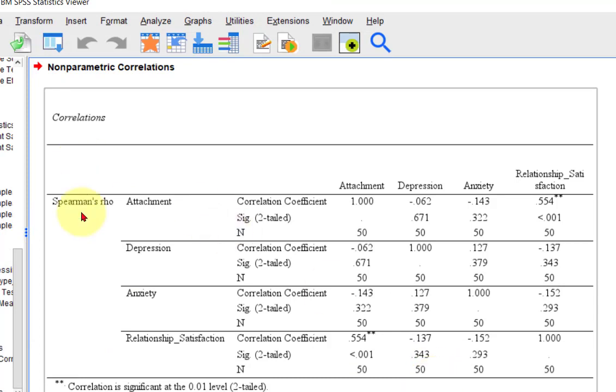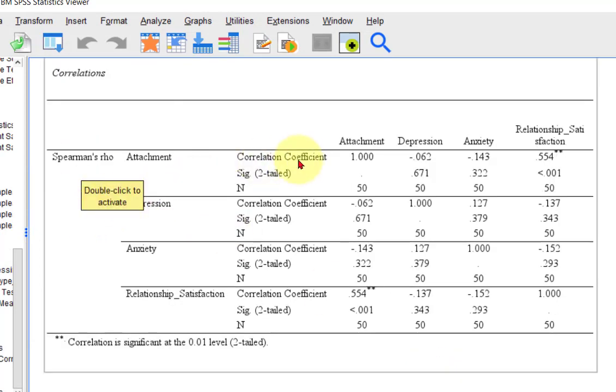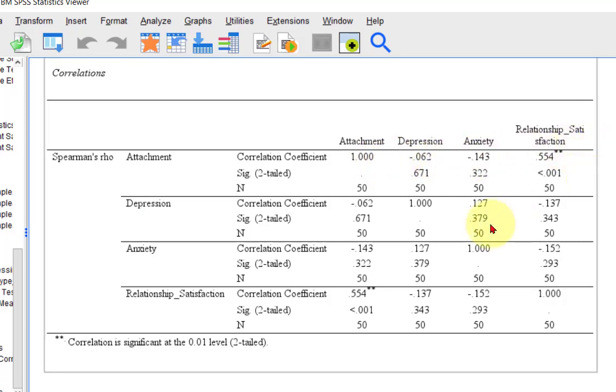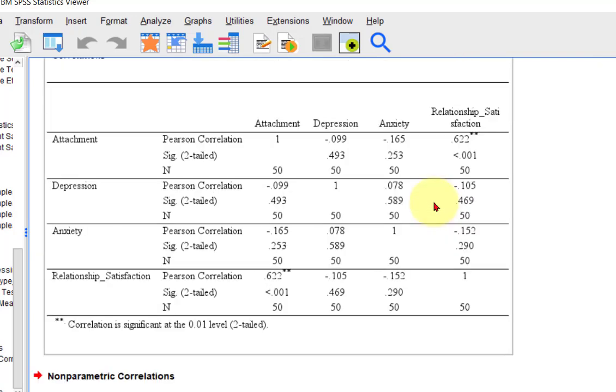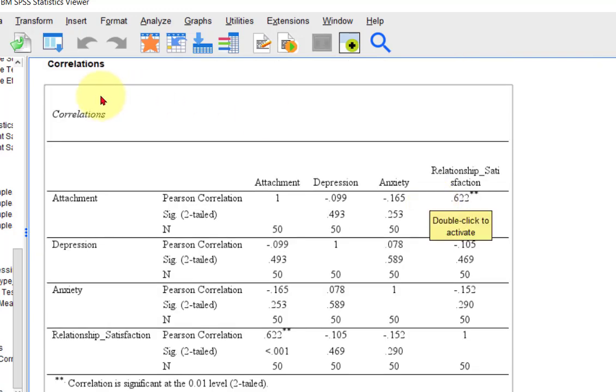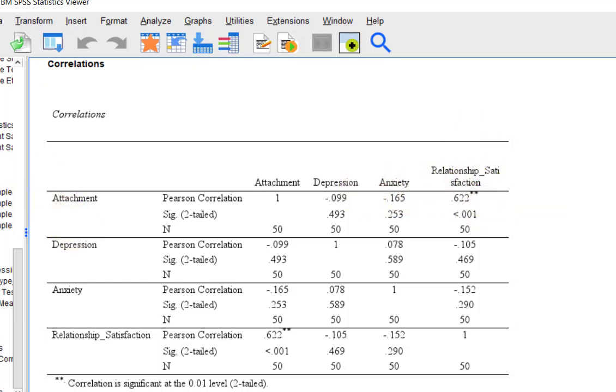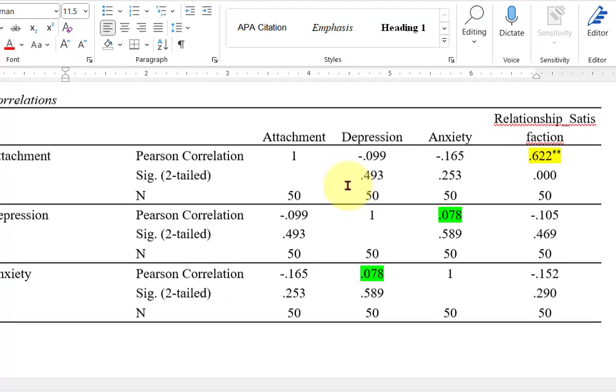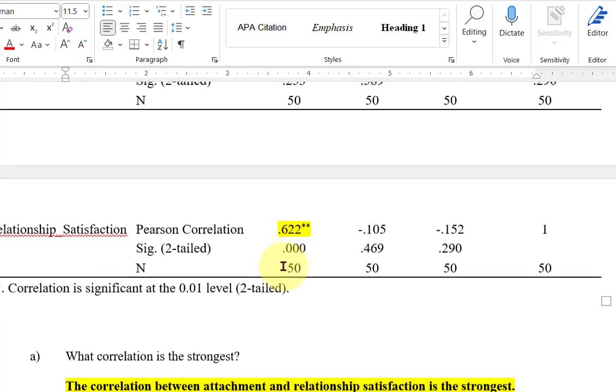So the top one is the Spearman's, and here's the list of correlations between everybody. And down here is the, where's the Pearson's? There's the Pearson's. It doesn't call it anything, but there's the ones we're looking at here. So we're looking for the strongest. There's one right there, right? 0.622. That's pretty dang strong. That looks like the winner. So this is the relationship between relationship satisfaction and attachment. Yeah, 0.622.